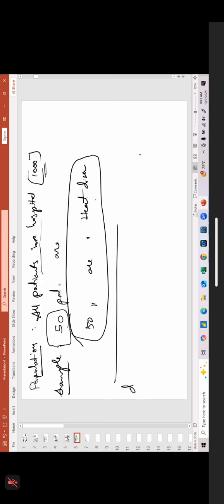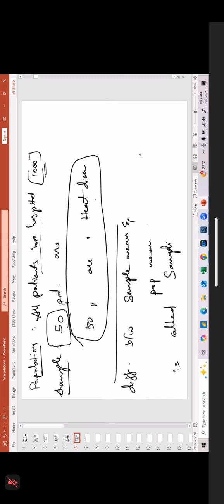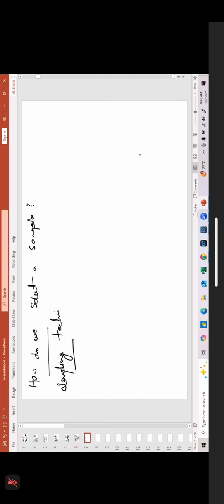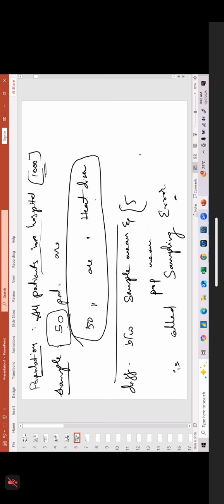So the difference between sample mean and population mean is called sampling error. What is sampling error? The difference between sample mean and population mean. For example, our sample mean is 5 and population mean is 10. So 5 minus 10 will be minus 5. Minus 5 is nothing but sampling error. Is this understood? Should I repeat something till now?